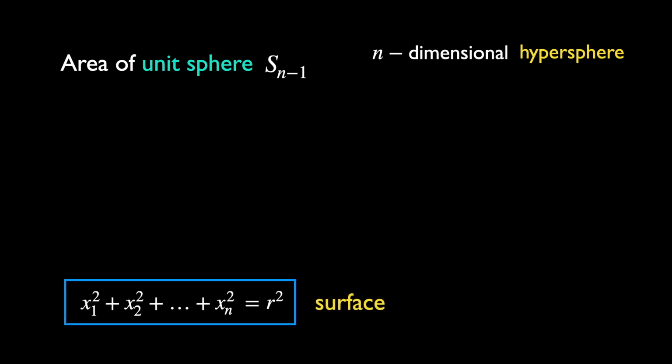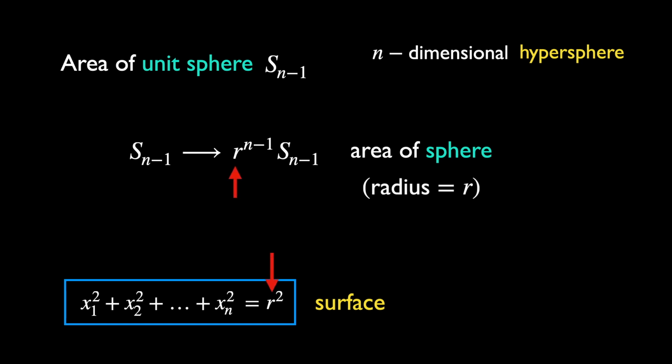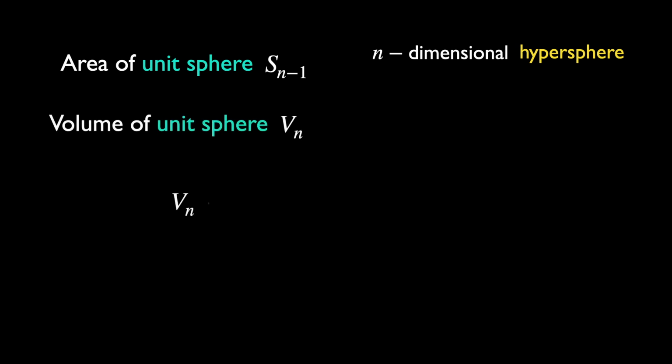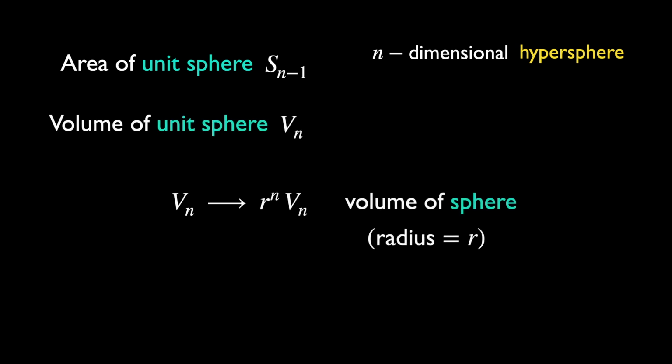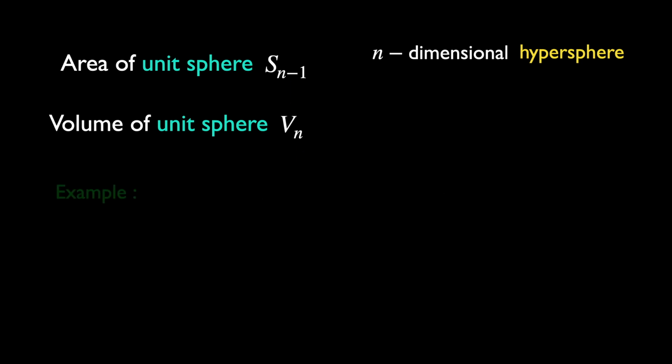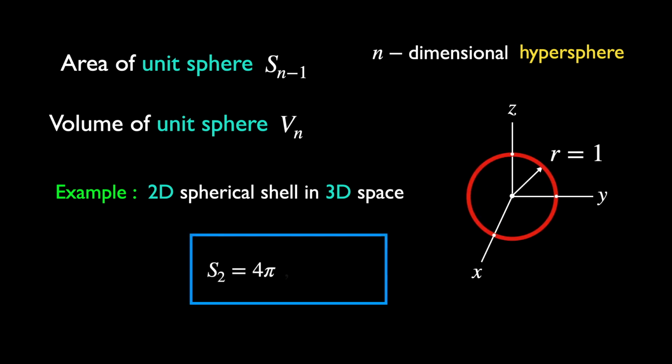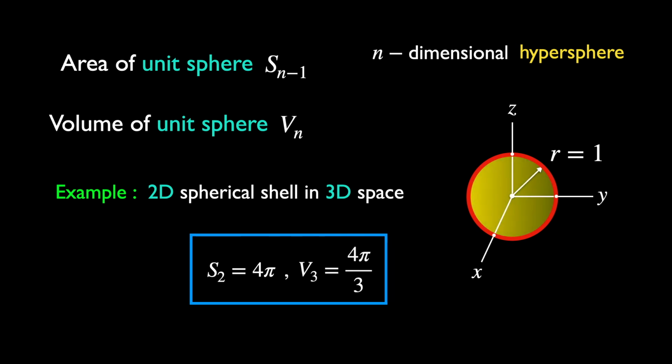Each degree of freedom scales up proportionally with the radius r. Therefore, multiplying the unit sphere area with r to the power of its degree of freedom will give the area of a sphere with radius r. The same rule applies to the volume. Note that the subscript always refers to the number of degrees of freedom of the area or volume. A familiar example is a 2D spherical shell in 3-dimensional space. The surface area is S_2 and the enclosed volume is V_3.